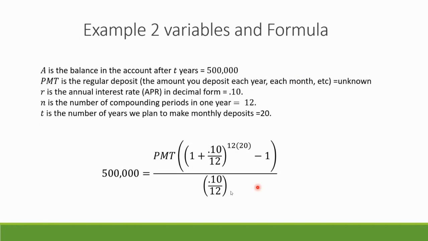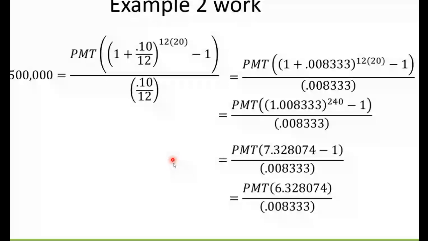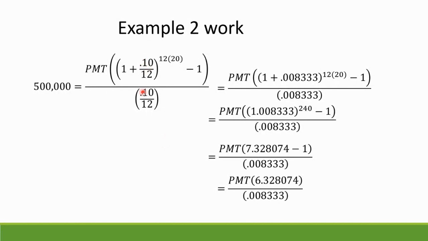But this is our formula we have to solve, as you can see. We have to figure out PMT. That's our unknown. How do we do that? Well, it's just like before. We handle the numerator and denominator separately. The denominator is easy. You just divide. I guess it's easy if you have a calculator.